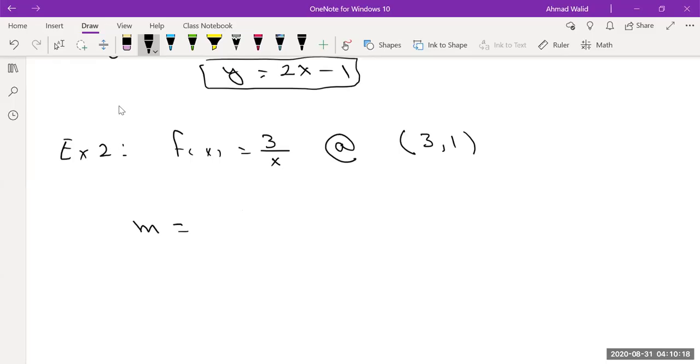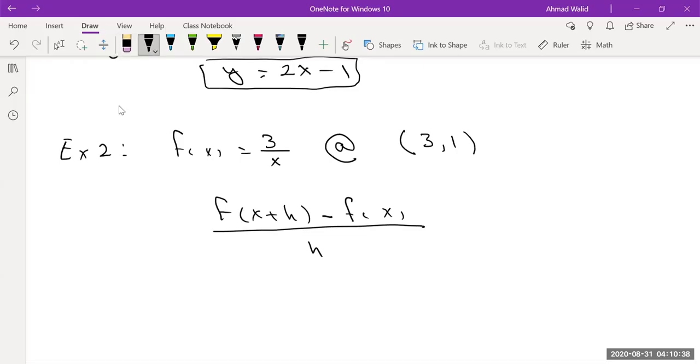m equals f of x plus h, or x plus a, we name it here x plus h, minus f of x, over h. Sorry, I have to put the limit sign before that because I'm talking about the slope of the tangent line. Then m equals the limit of that as h approaches 0.